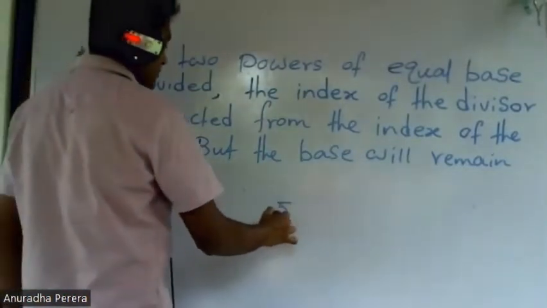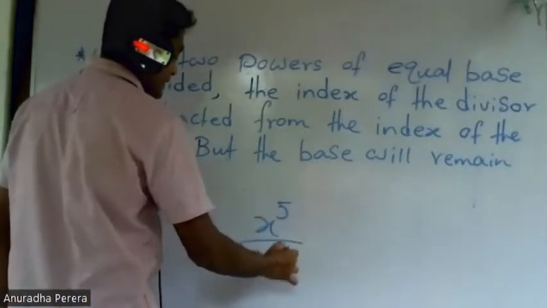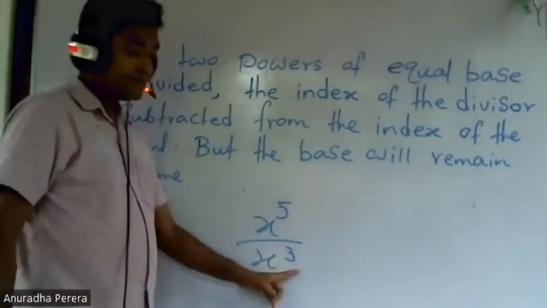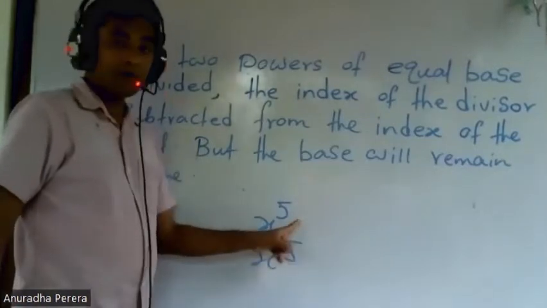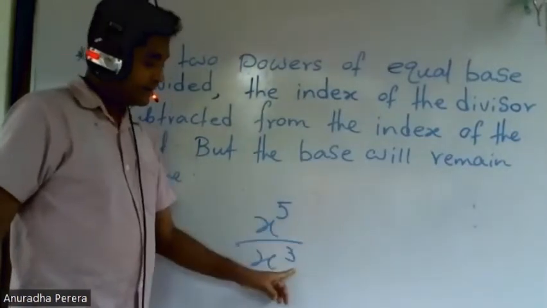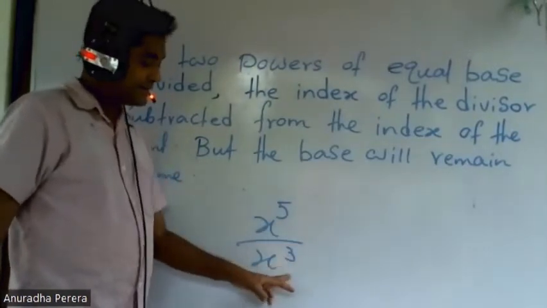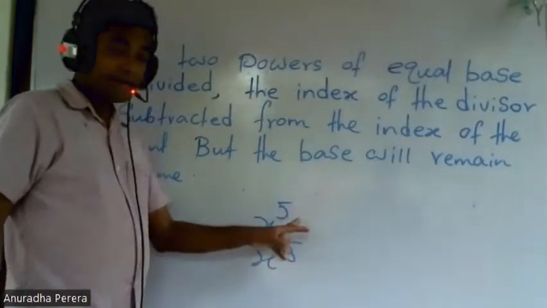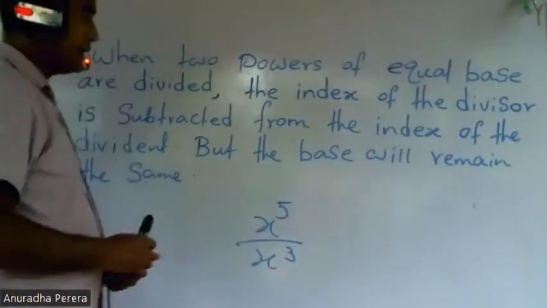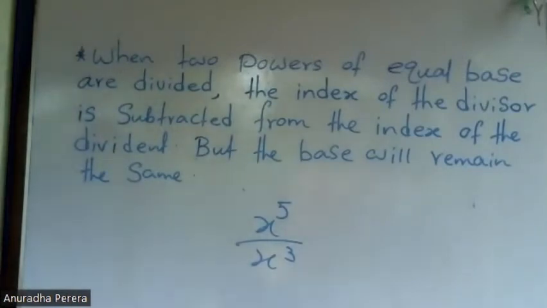What do you mean by the divisor and dividend? Take x to the power 5 over x to the power 3. Right? This is called the dividend and this is called the divisor. The index of the divisor is subtracted from the index of the dividend, right? Write down this.